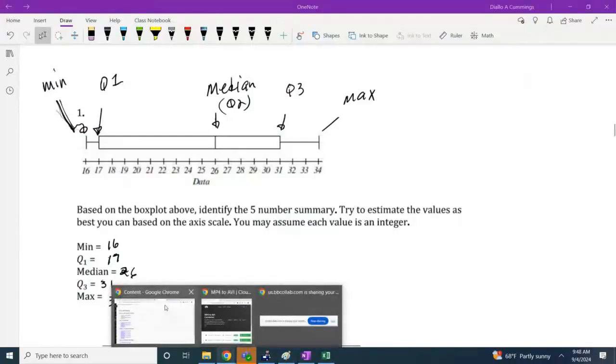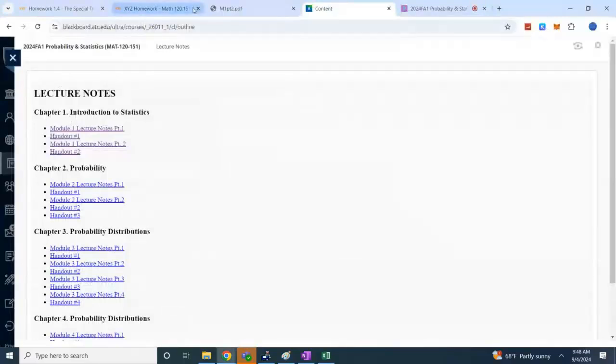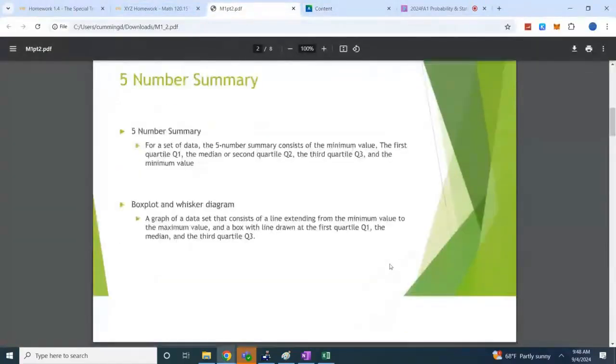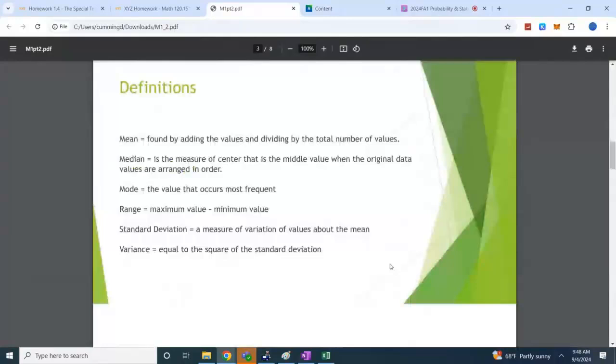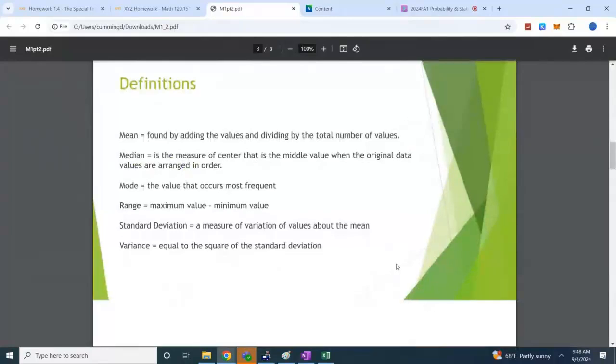All right, going back to the notes, let's take a look at some definitions. And we have the mean. The mean is also called the average, so they use those 2 terms interchangeably. The mean is found by adding up the numbers and dividing by the number of numbers.